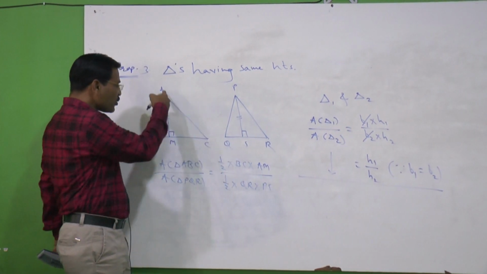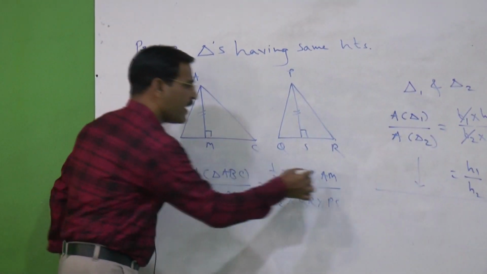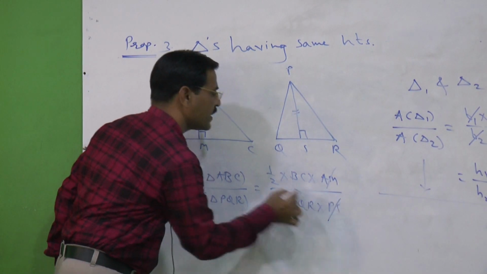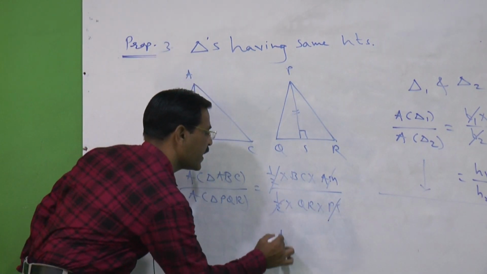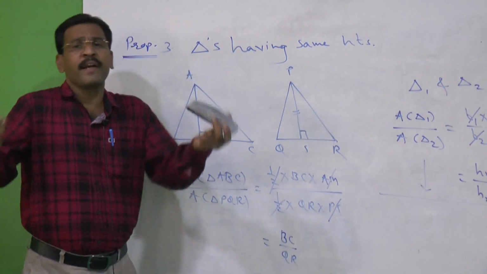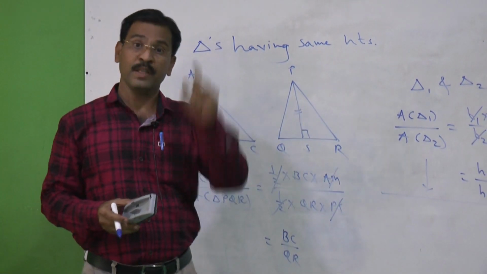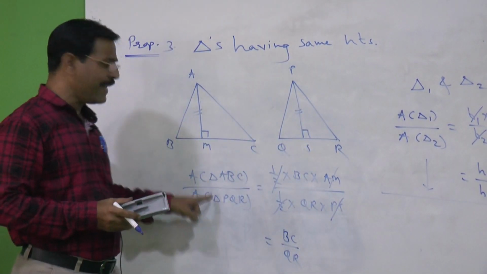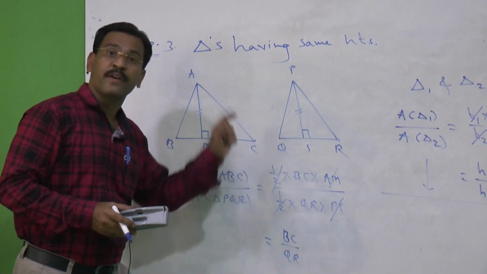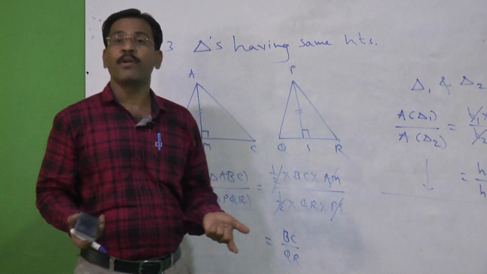Now AM and PS are the heights, and they are the same. That is why these two get cancelled. AM and PS both get cancelled, and the half obviously gets cancelled. Here it is BC upon QR. Understand? What can we write now? Whenever two triangles have the same heights, the ratio of their areas is equal to the ratio of their corresponding bases. When heights are the same, they depend upon corresponding bases.